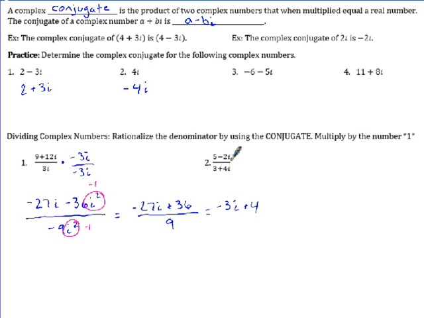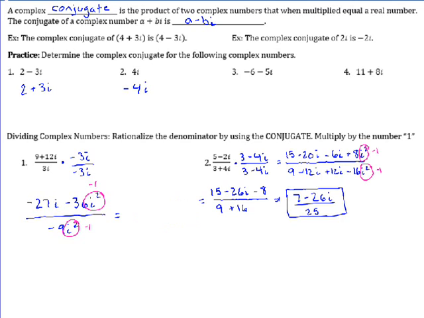Alright, so I want you to try example 2 here. Okay, so 7 minus 26i over 25, that should be our final answer, because those don't have a GCF, so we leave it just like that.